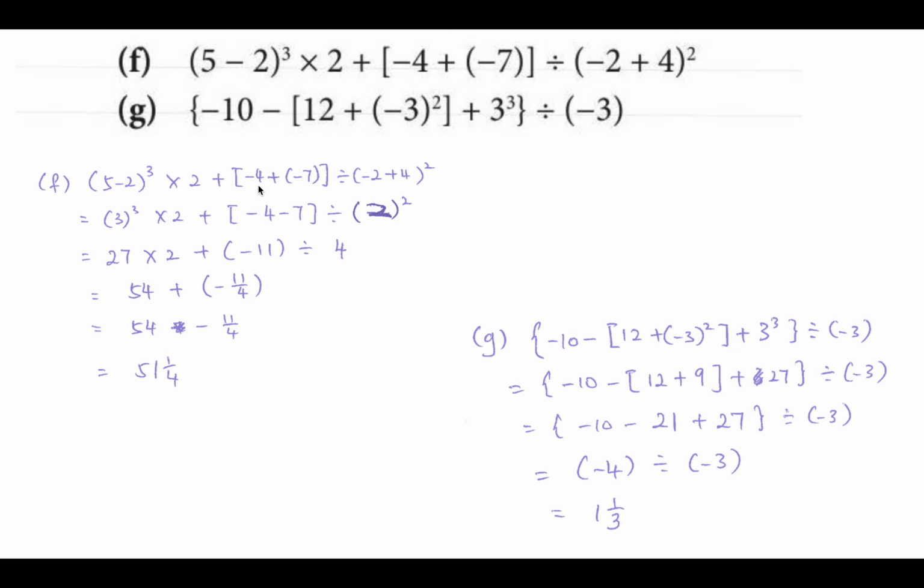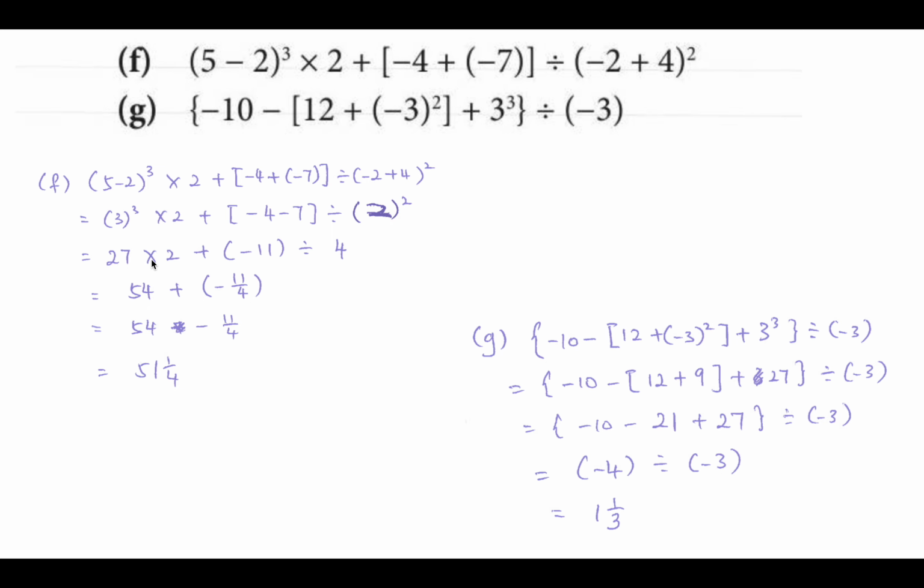This portion in the center, negative 4 plus negative 7 is the same as negative 4 minus 7, which will give us negative 11 later, right? And finally, the third bracket on the right, negative 2 plus 4 is positive 2, so that will be 2 squared over here, right? So 3 to the power 3 is 27, 2 to the power 2 is 4. We sort out the power.